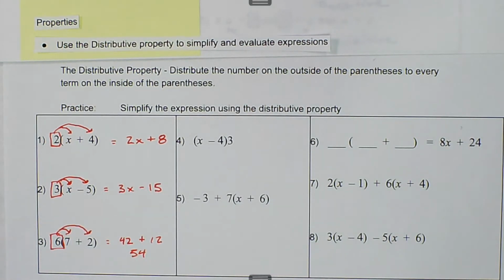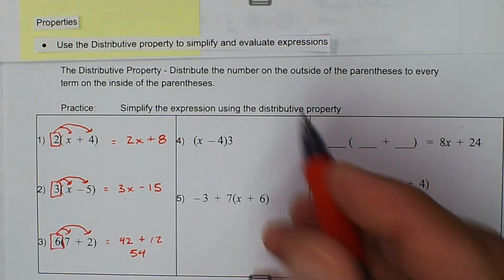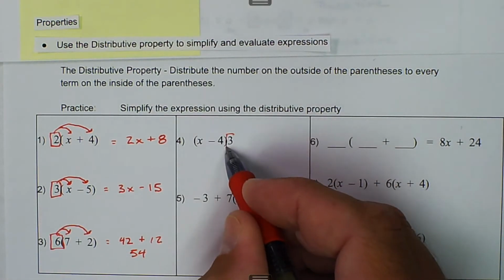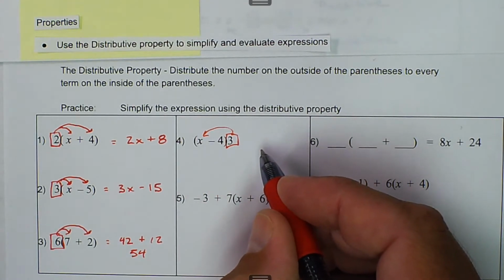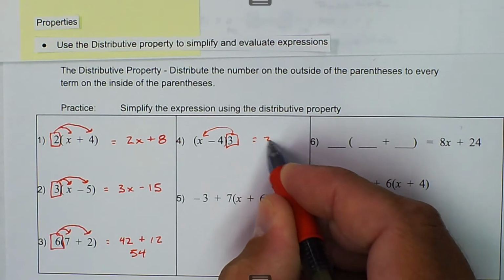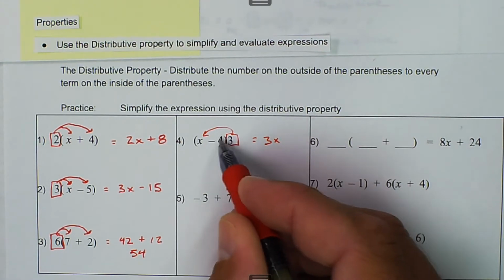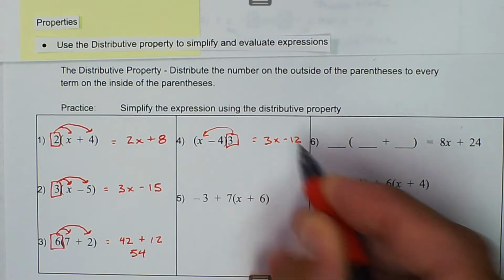We can take a look at number 4. And we have the 3. So here we can go 3 times x is equal to 3x. And 3 times negative 4 is equal to negative 12.